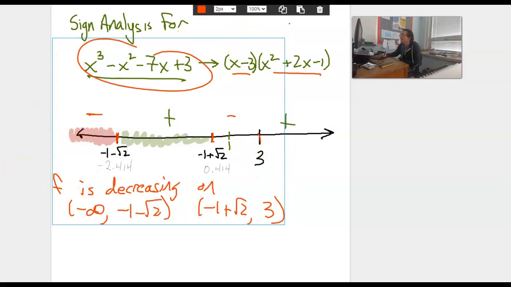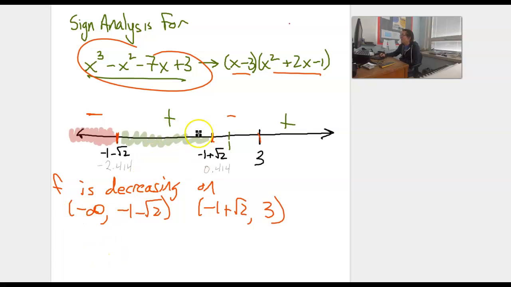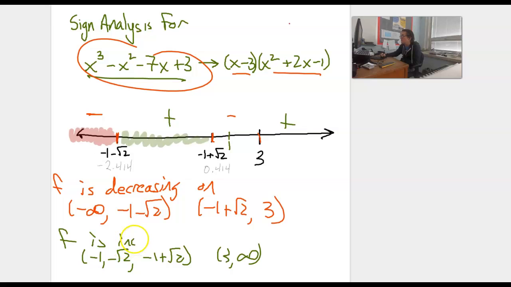And then I could say that f prime is clearly positive from negative 1 minus root 2 up to negative 1 plus root 2, and f prime is positive from 3 to infinity, so I could say f is increasing on those intervals.